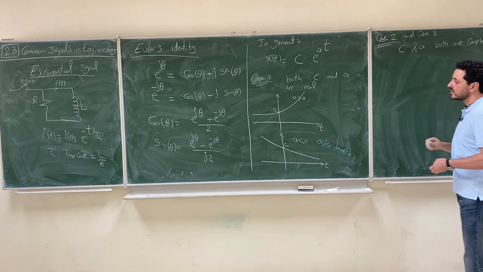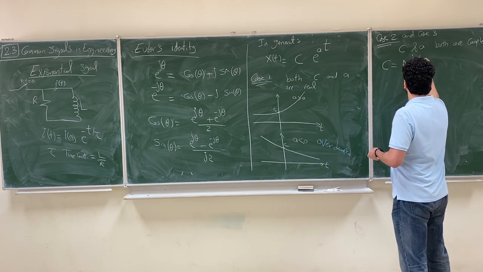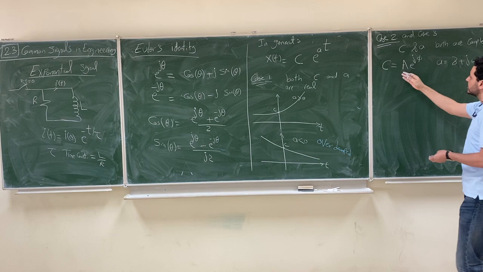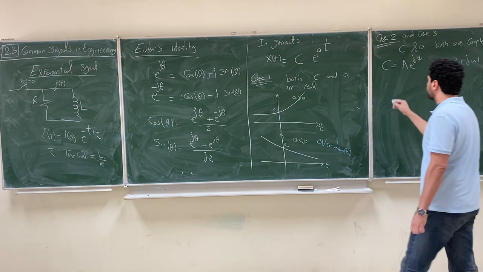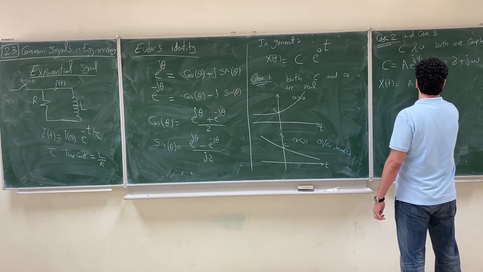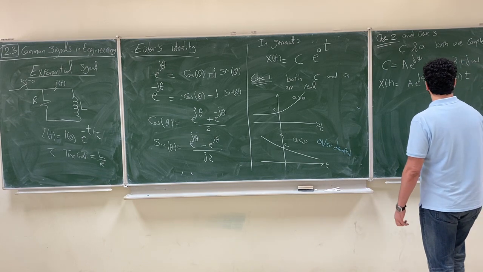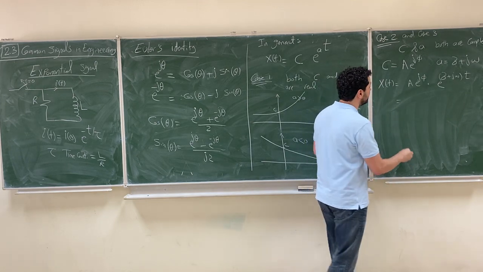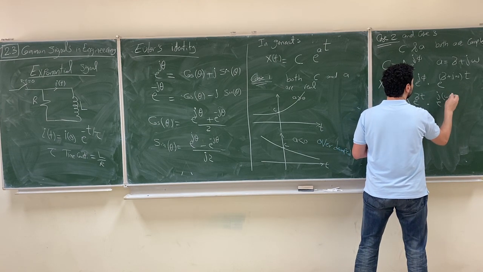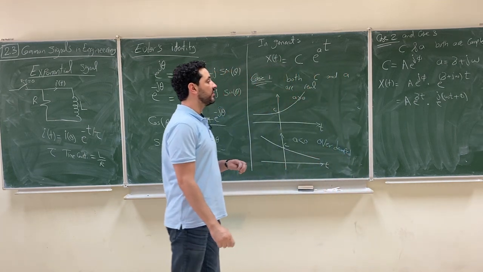In this case, if both C and A are complex, let's for example say that C will be A exponential j phi. This is a complex number, and A can be written as sigma plus j omega. So this is complex, this is complex. In this case, the exponential function x of t can be written as C, which is A exponential j phi, multiplied by exponential sigma plus j omega multiplied by t. We can manipulate a little bit here, and we can write it as A exponential sigma t multiplied by exponential j omega t plus phi. So we can write the exponential function like this.